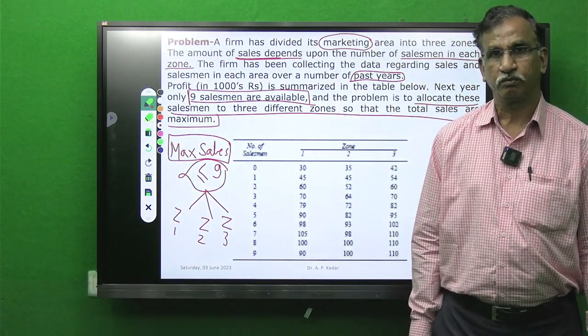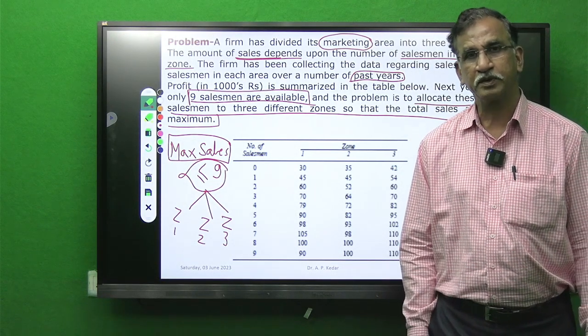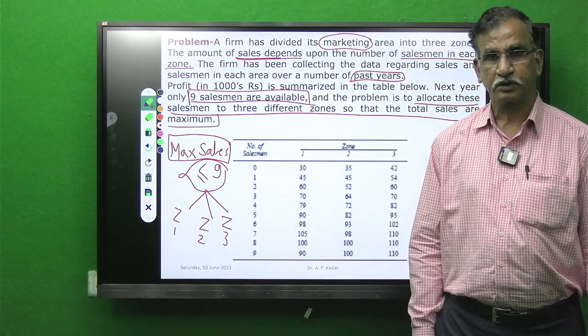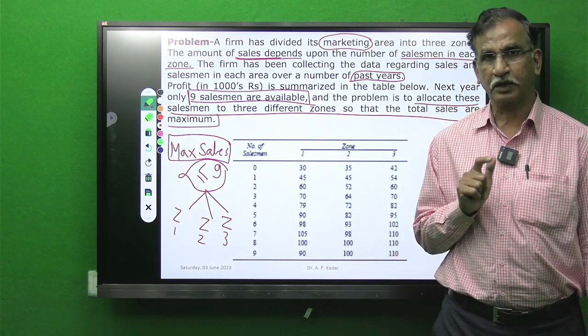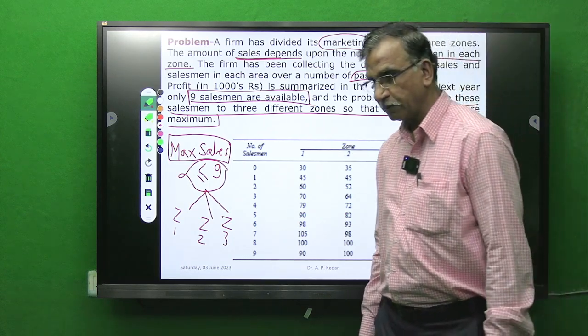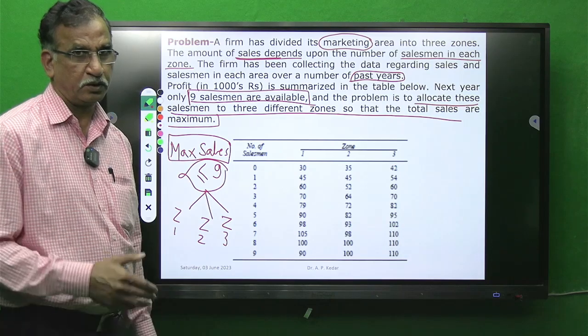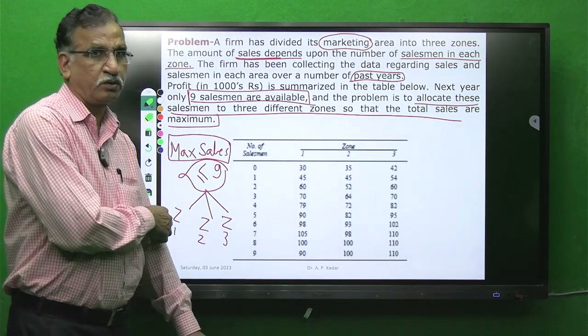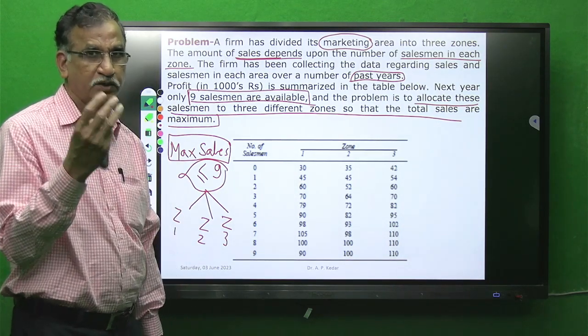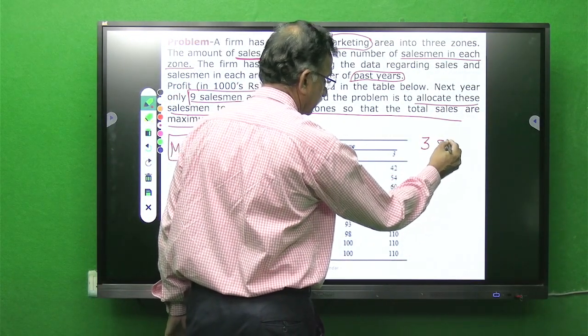And you know, when values are in the form of discrete nature, we use the tabular concept. So here I cannot go for the calculus method, we have to go for the tabular method. So now we know the problem will be in 3 stages.